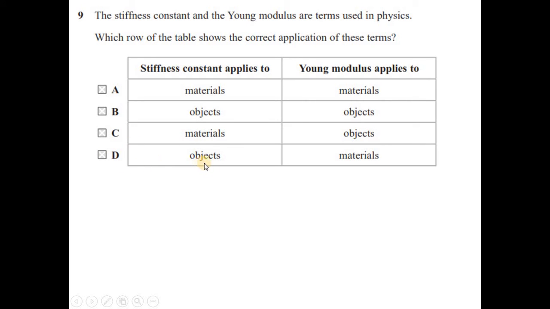It is because the Young modulus is the term that we use for a material. It doesn't matter what the shape of the material is. That means if we say the Young modulus of iron, it is constant for a given material, iron, whether it is in the form of wire or anything else. But stiffness or spring constant or k depends on the sample or the shape of the object. So option is D.